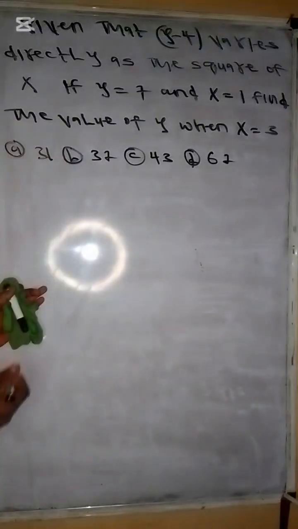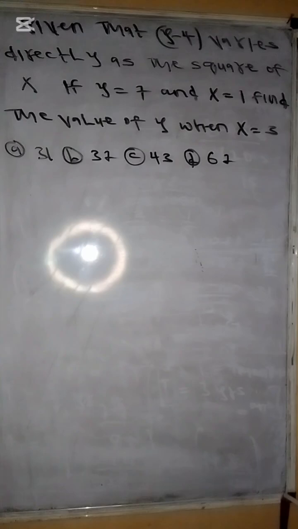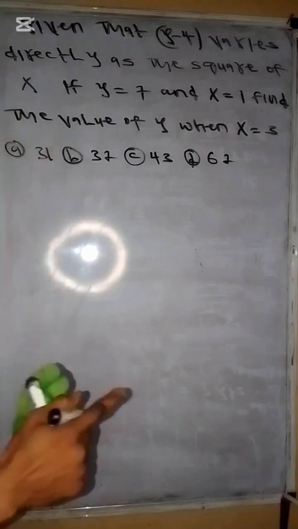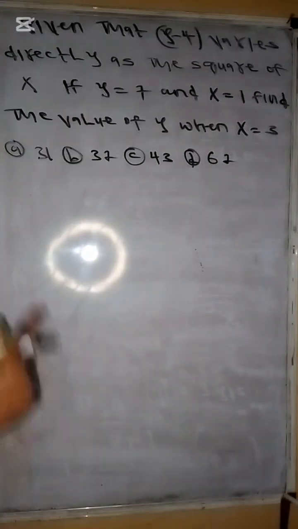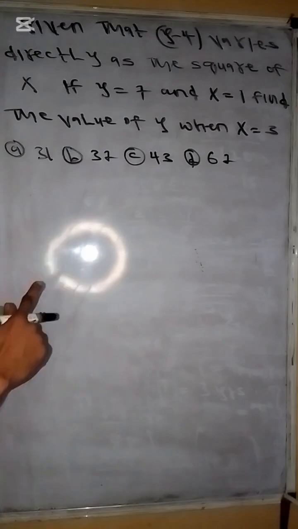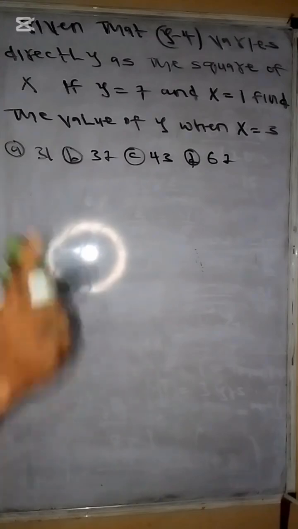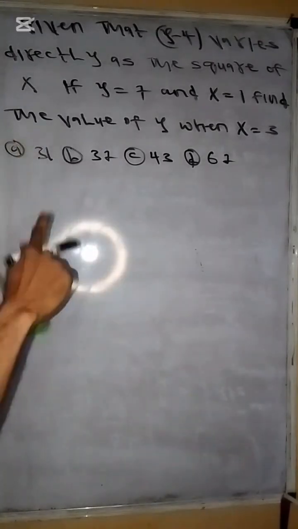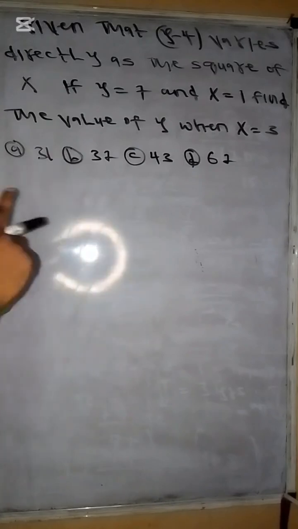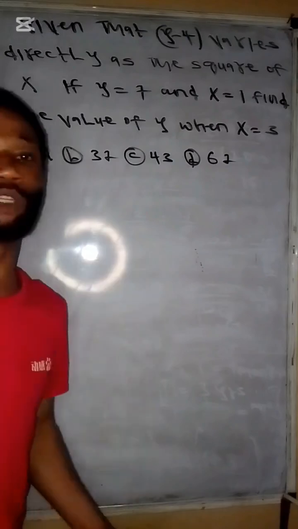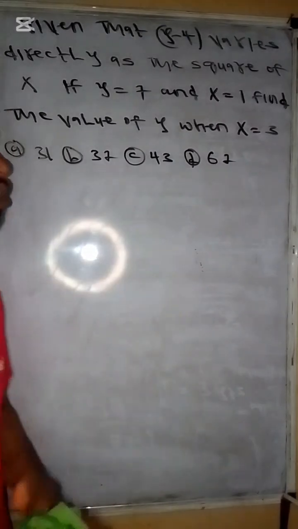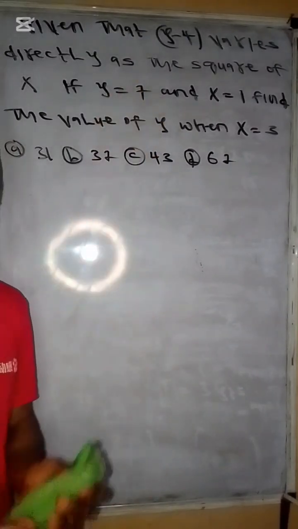If you look at the board, you are going to see that a question was given. What is the question telling us? Given that y minus 4 varies directly as the square of s, if y is 7 and s is 1, we are told to find the value of y when s is 3. Like I said before, there are many things we need to do before we can solve a given problem. First of all, we need to express this in a mathematical way.